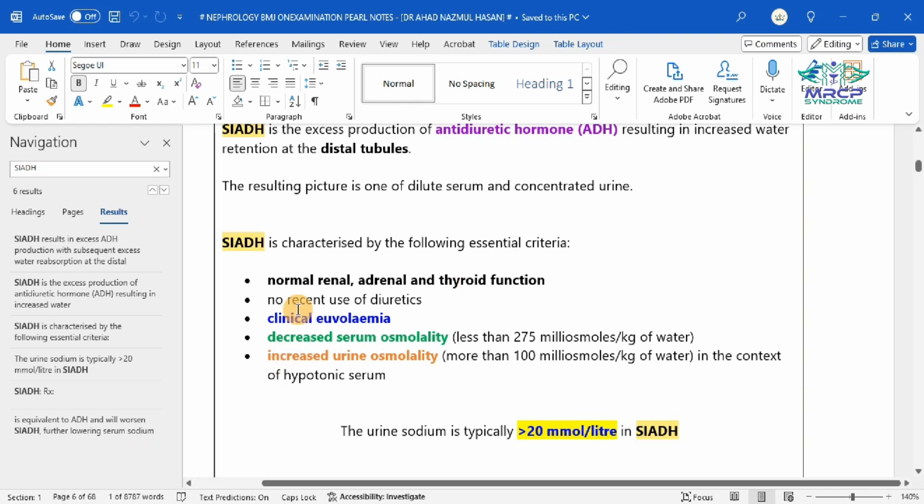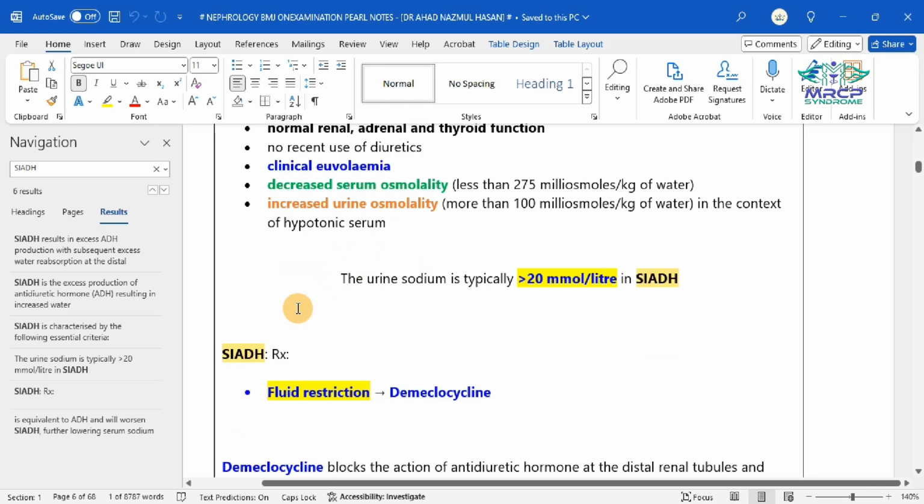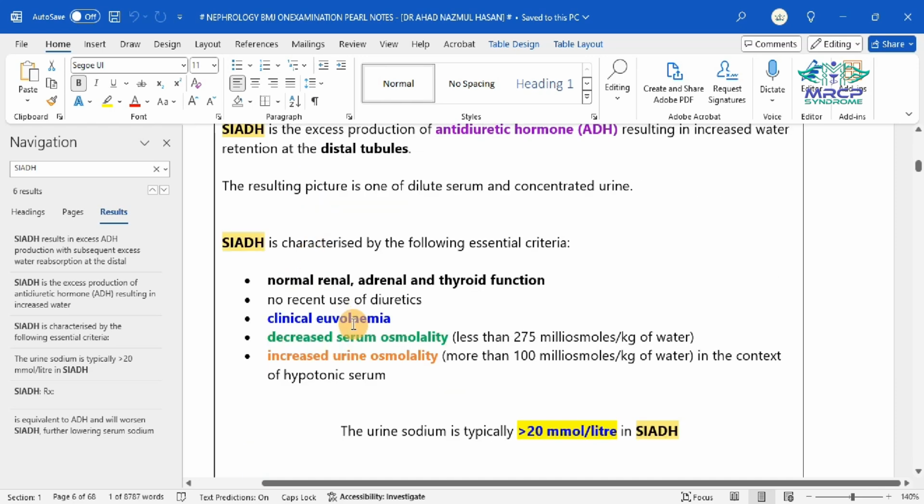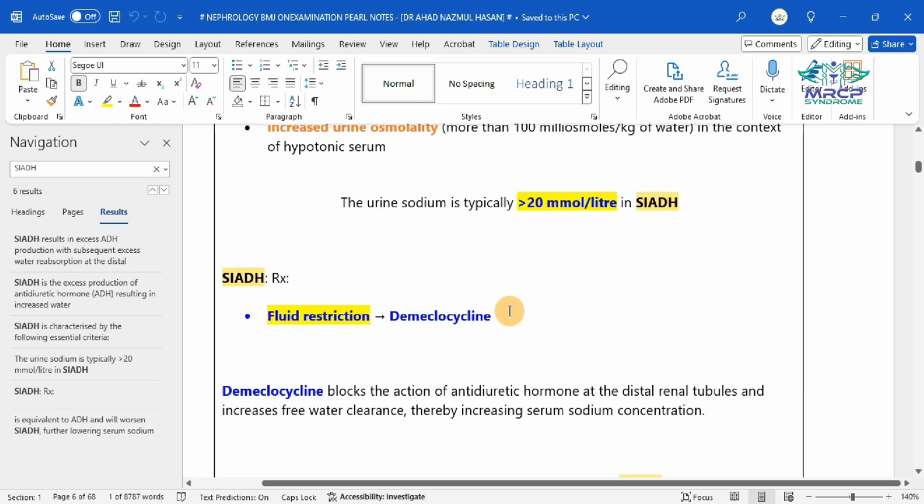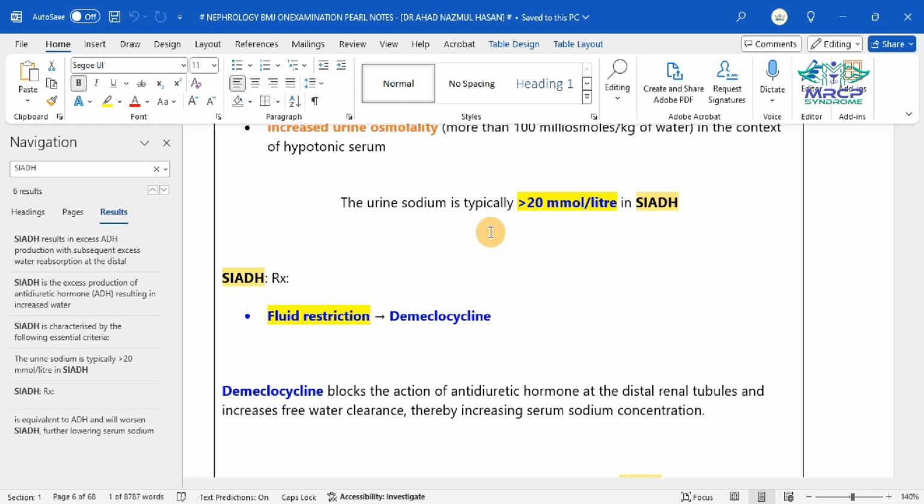There will be no recent use of diuretics. The patient will be in a clinical euvolemic condition. There will be decreased serum osmolarity. There will be increased urine osmolarity. And the urine sodium is typically greater than 20. Greater than 20, this is the precondition. But in most of the cases, this is greater than 40. And in case of ATN, acute tubular necrosis, the precondition for urinary sodium is greater than 40, but in most of the cases, this is greater than 60.